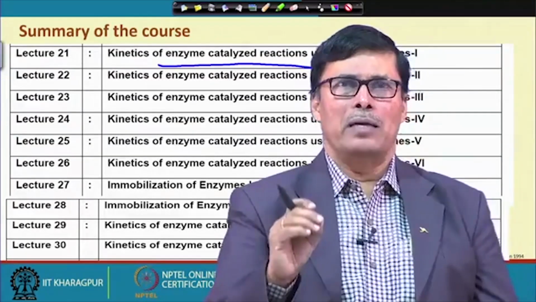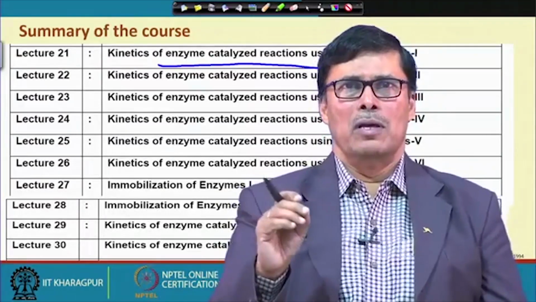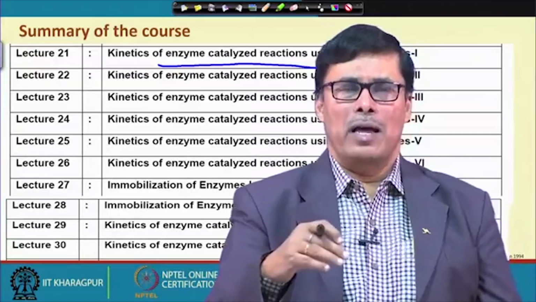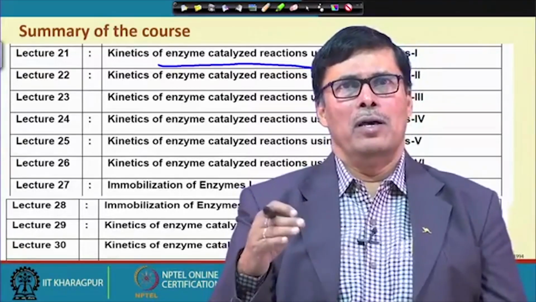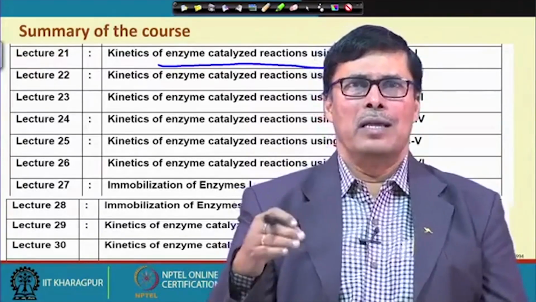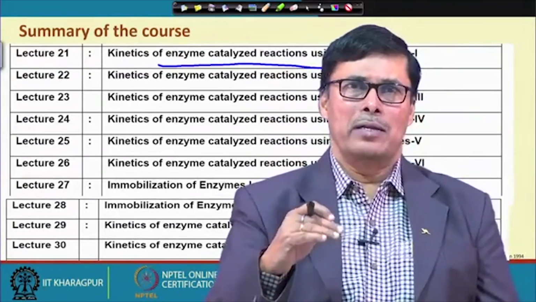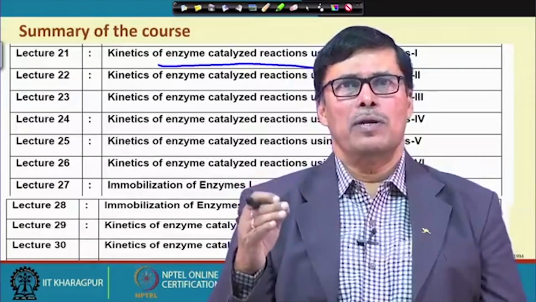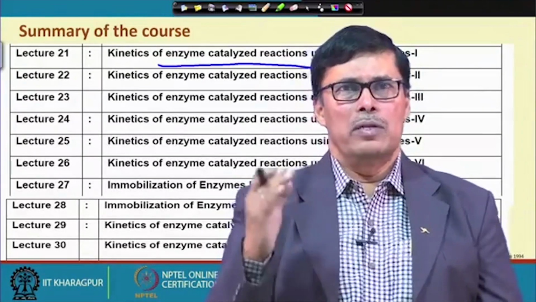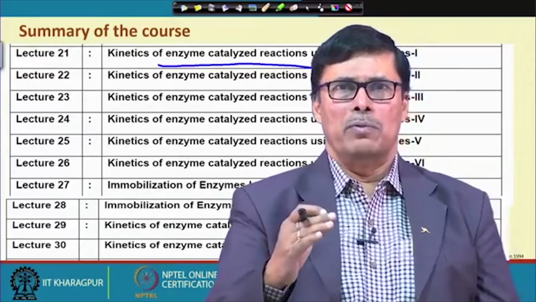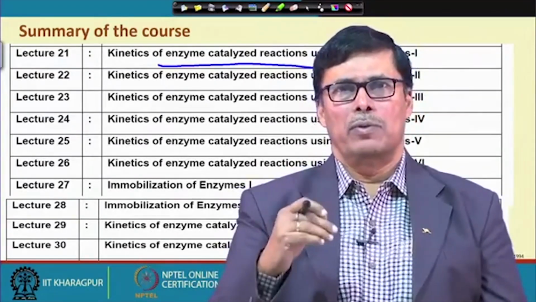Then we discussed the Michaelis-Menten equation, which is used for explaining enzymatic reaction kinetics, and how later Briggs and Haldane justified the Michaelis-Menten equation with the help of reaction kinetics. We discussed the different types of inhibition processes. We discussed competitive inhibition, non-competitive inhibition, and uncompetitive inhibition.